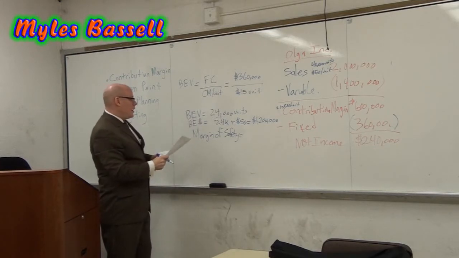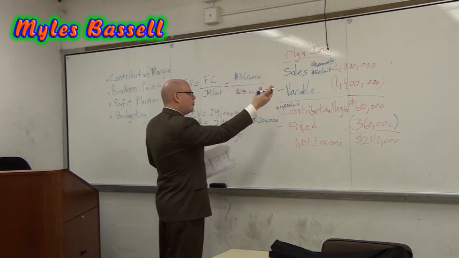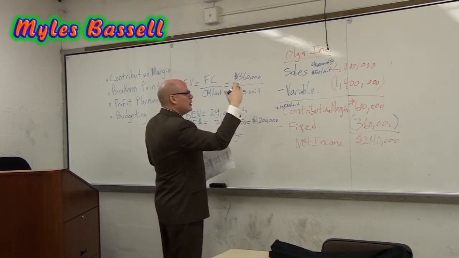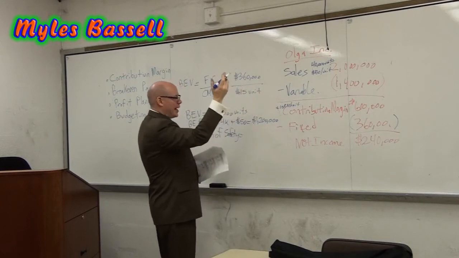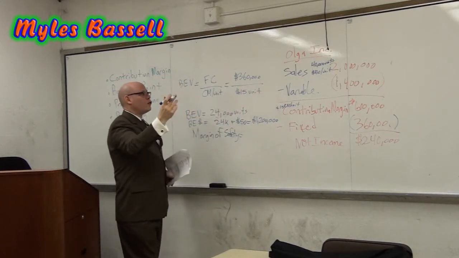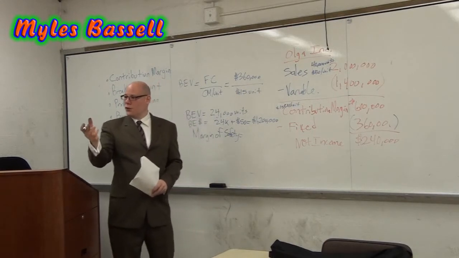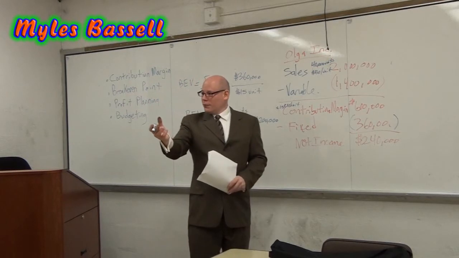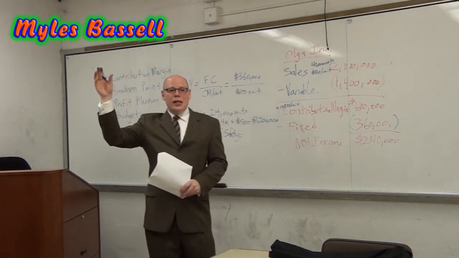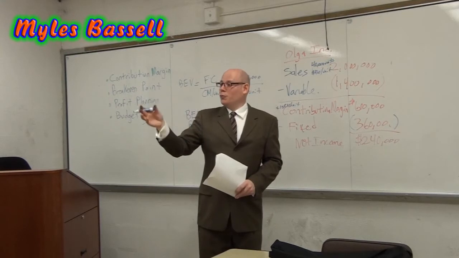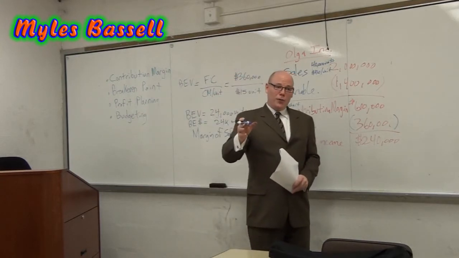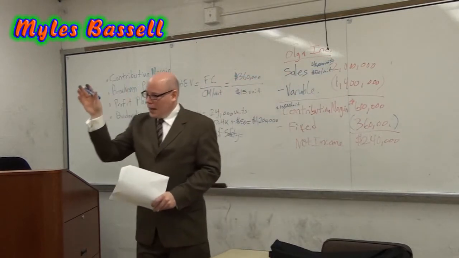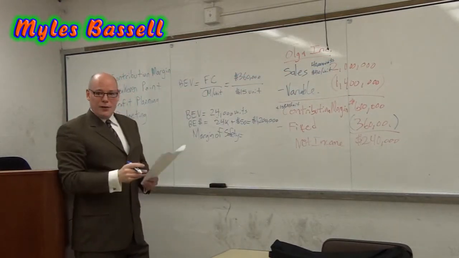So the margin of safety is the difference between the level of sales, which in this case is 2 million, and the break-even sales. That means that the margin of safety in terms of sales is $800,000. Sales could drop $800,000 before we hit break even. So if sales drop 100,000, we're still profitable. 200,000, we're still profitable. 300,000, 400,000. Sales could drop $800,000 before we hit break even.